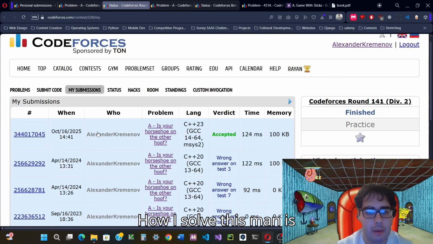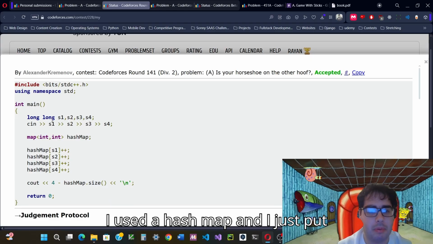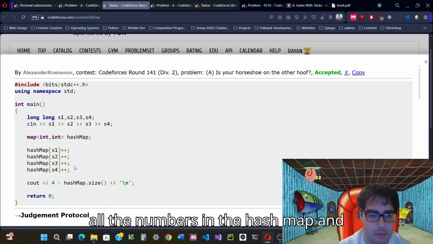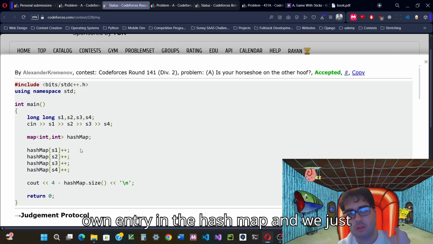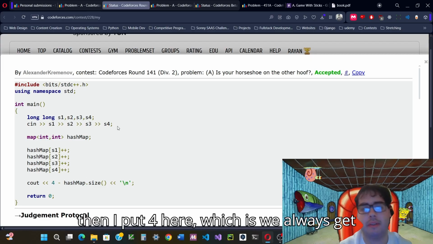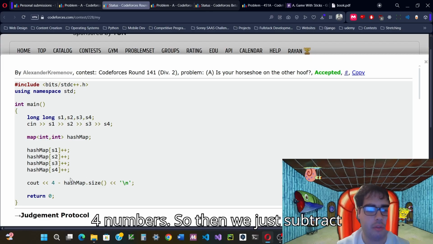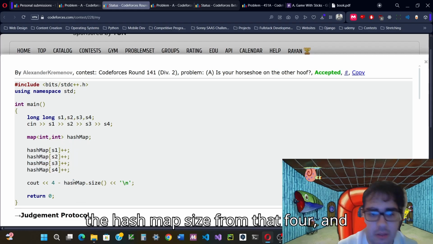How I solve this, man, is I used a hash map and I just put all the numbers in the hash map, and basically each different number is its own entry in the hash map. Then I put 4 here, which is because we always get 4 numbers, so then we just subtract the hash map size from that 4, and then we get the answer.